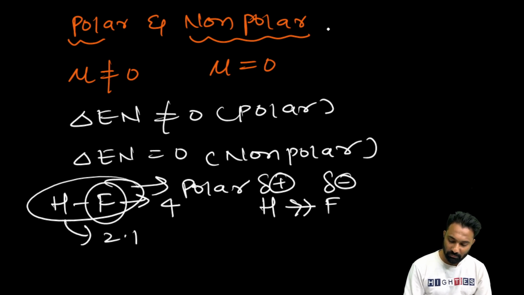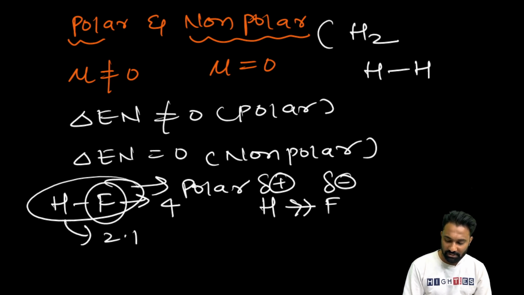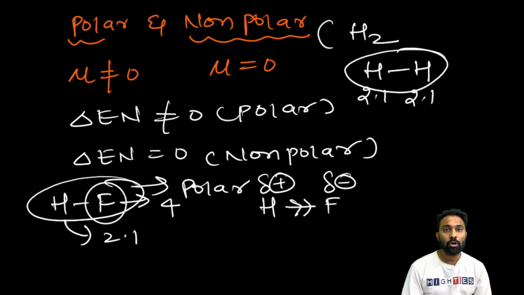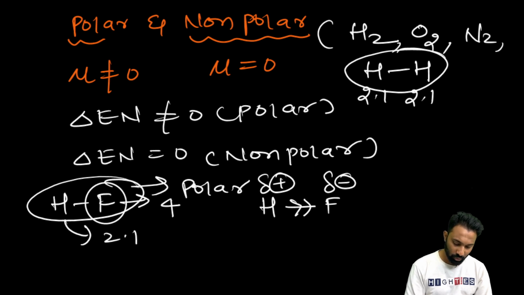Now, which is non-polar? Comes to H2. In H2, H and H form the covalent bond. Electronegativity is 2.1, the difference is 0. So homodiatomic molecules are non-polar. Example, H2, O2, N2. These are the non-polar molecules. Clear? And some examples for the polar and non-polar molecules.